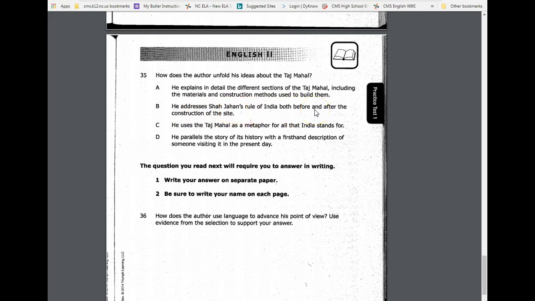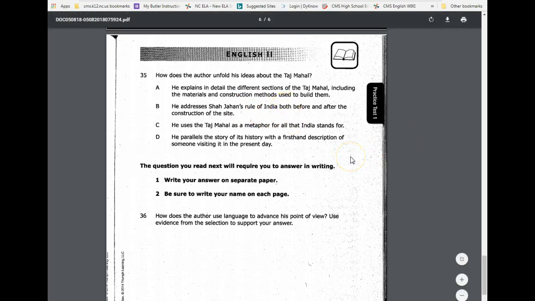All right, so by reading this, he addresses before and after. I'm starting to realize that this is a structure question. When the question says, how does the author unfold his ideas? This is about how does the author set up the passage. And you know what? If I go back, I'm going to see that the passage does not address Shah Jahan's rule of India. There's just not that much detail in the passage about Shah Jahan's rule of India before and after the construction of the site. All right, so let's go on to C.